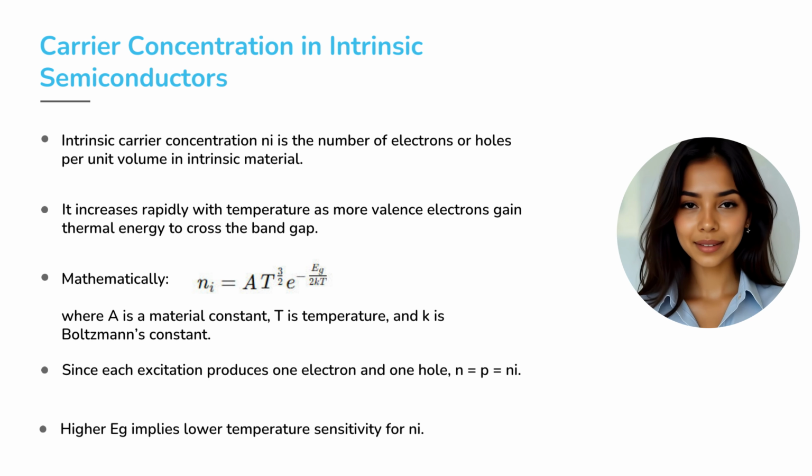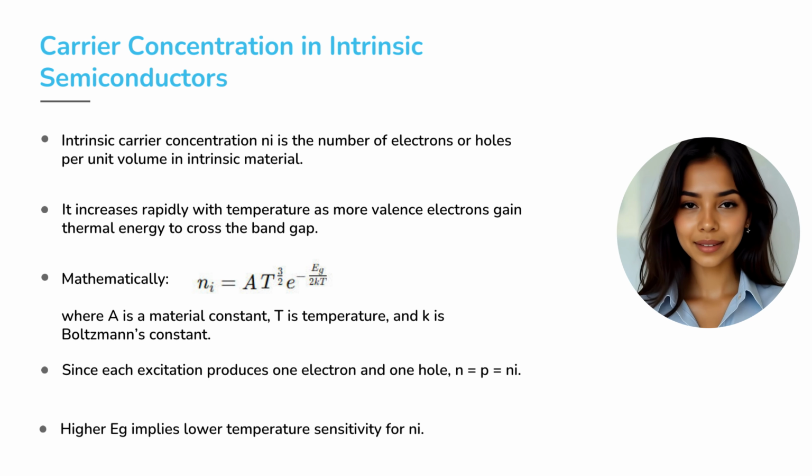Here, A is a material-dependent constant, T is the temperature in Kelvin, E sub g is the band gap energy in electron volts, and K is Boltzmann's constant. A key insight: materials with a larger band gap are less sensitive to temperature. They generate fewer carriers unless the heat is really cranked up. So the kind of material and the temperature both decide how many carriers you get. Next, we'll see how all this impacts conductivity.